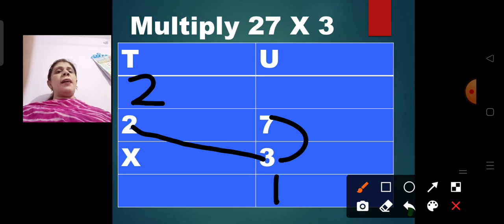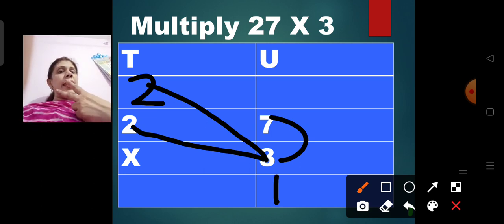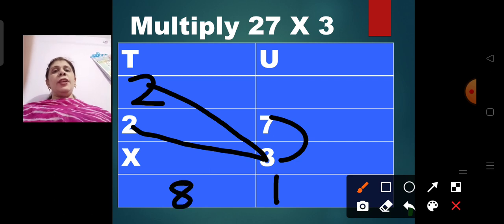2 threes are 6. To that 6 I will add this 2. So 6 plus 2 will be 8. So what will I write as the answer? 8. 2 threes are 6. To that 6 I will add the 2 which I have carried over in tens place. So to that 6 if I add that 2 it will become 8. So when I multiply 27 into 3 I get my answer 81.